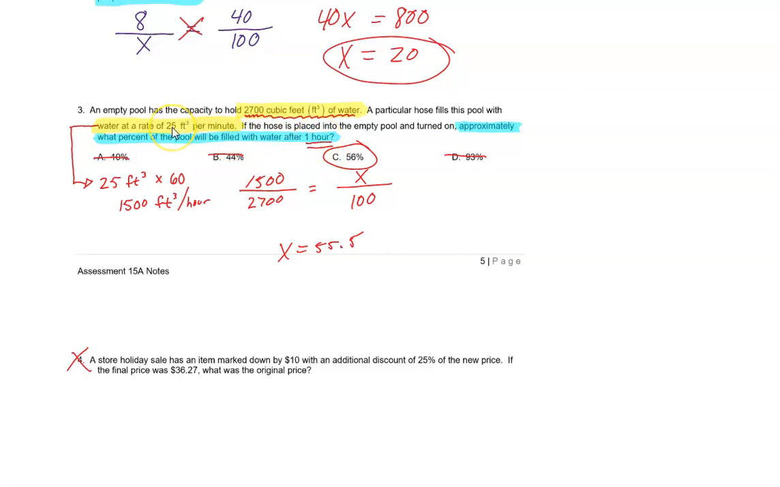So the first thing I do is I take 25 feet per minute and I multiply it by 60 to figure out how many cubic feet are filled up in an hour. So now I have hours. I want to keep all the units the same.